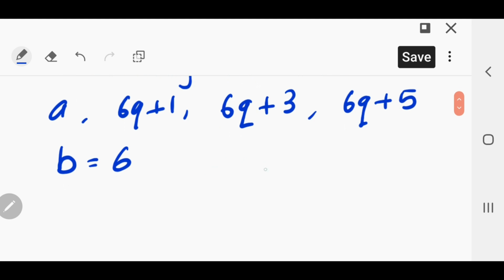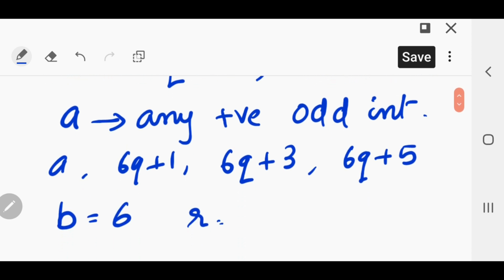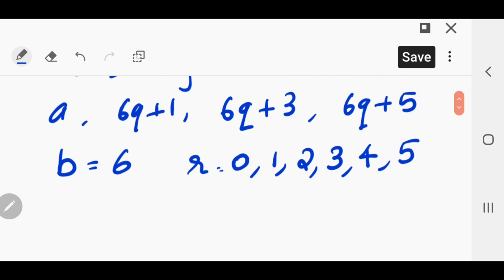Now what are the possible values of r if b is 6? According to Euclid division lemma, r should not be greater than b. From 0 to less than b only, r can be possible. So the possible values are 0, 1, 2, 3, 4 and 5. Because b is 6, r cannot be equal to or greater than 6.